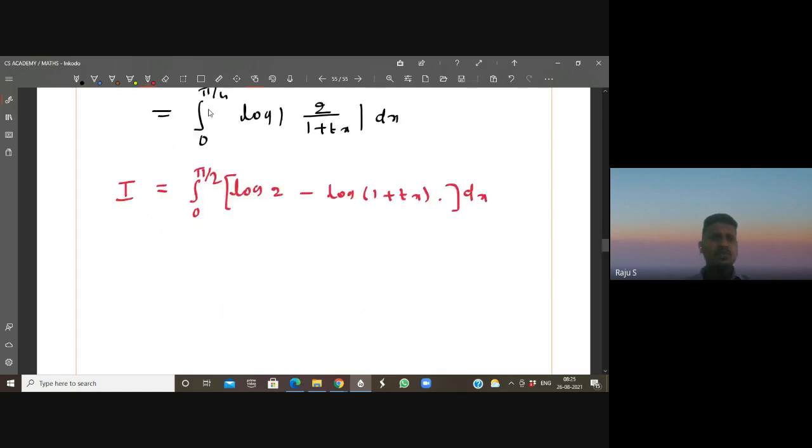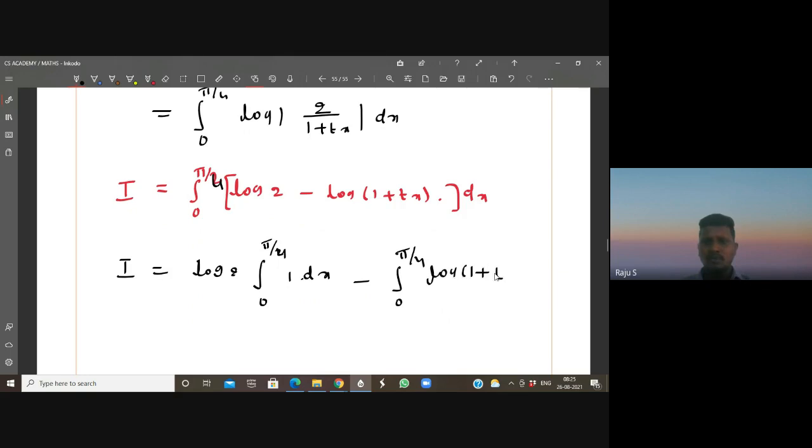See students, I am going to apply the log integral separately. So log 2 is a constant, take it outside. Integral 0 to pi by 4 of 1 dx, minus integral 0 to pi by 4 of log(1 plus tan x).